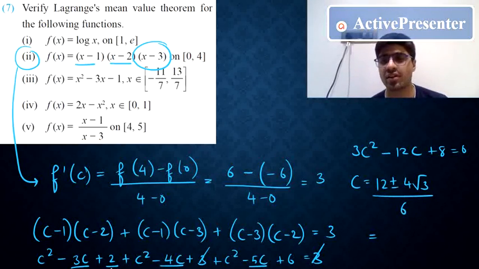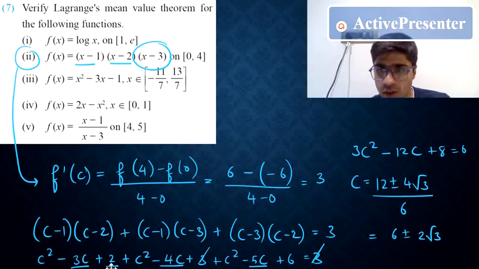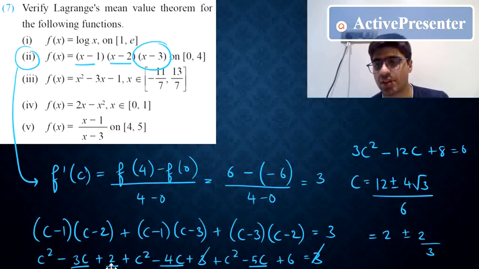You can't simply divide by 6, but your 2 can come common from the two terms here, and you will have 6 plus minus 2 root 3, the whole divided by 3. I'll further divide that by 3, so that will give me a 2 here, and 2 plus minus 2 root 3 by 3, that will be 2 by root 3.